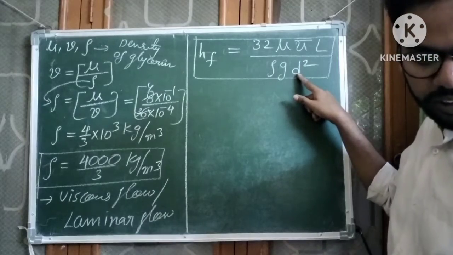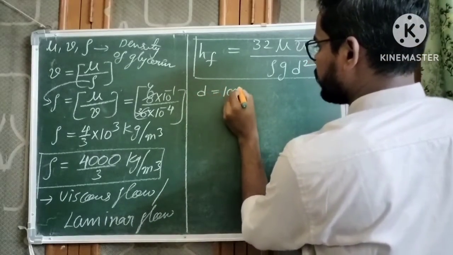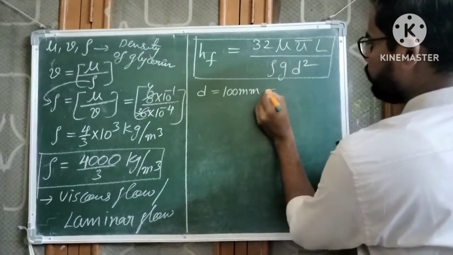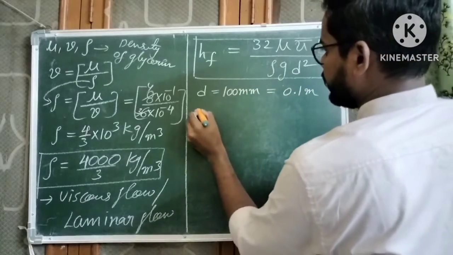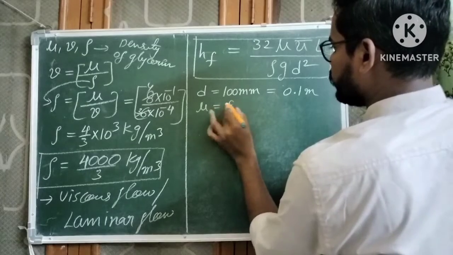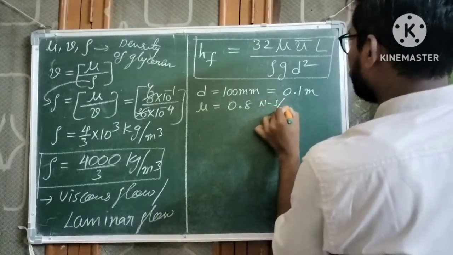So diameter, how much is given? Given D is equal to 100 mm. 100 mm is equal to how much? 0.1 meters. And next, mu is already given. Mu is equal to dynamic viscosity, how much? 0.8 into 10 to the power minus 1, means 0.8 newton second per meter square.